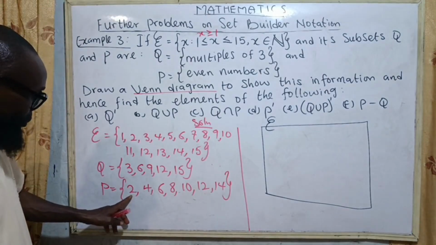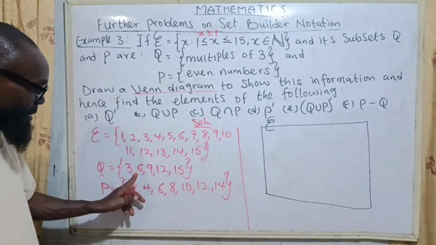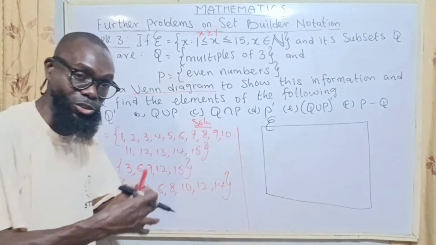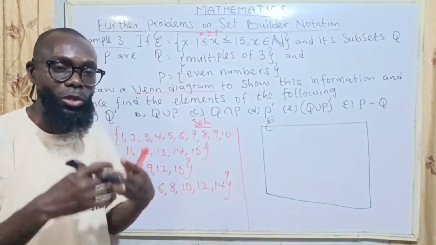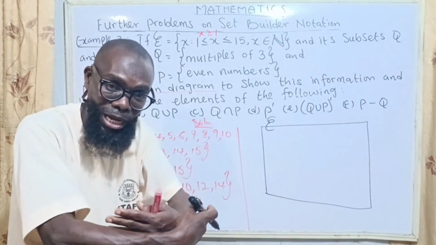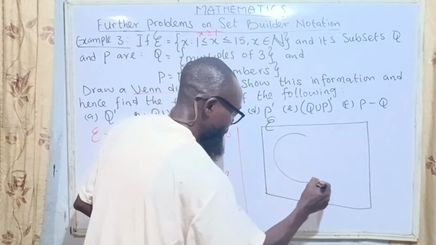Do they have anything in common? We have 2. There's no 2 here. No 4 here. There is 6 here. There is 12 here. Meaning we have something in common. If they have something in common, those sets will intersect. They will enter into each other. Q will enter into P this way.